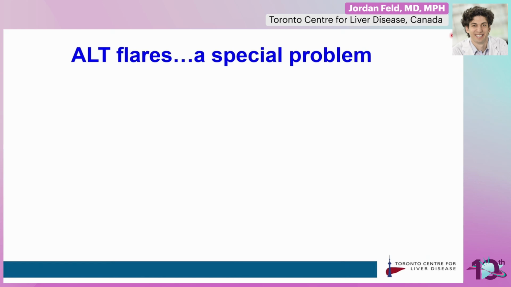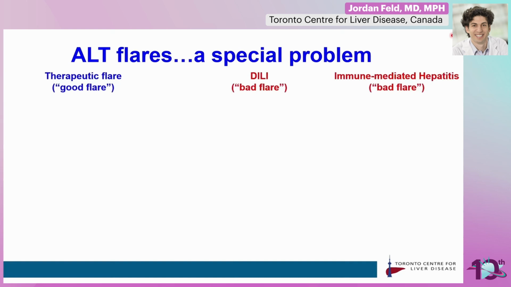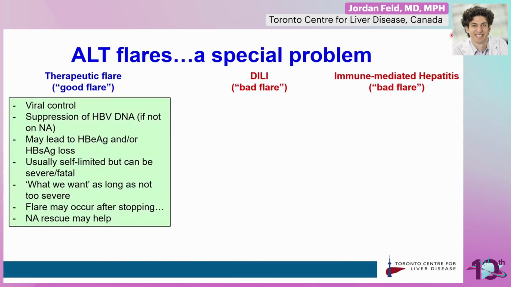We have to really think about how to manage these, because on the one side, we have the so-called therapeutic or good flare, where we're actually getting what we want to happen. But of course, ALT flares can be either drug-induced liver injury or, a very specific and more concerning feature in this context, immune-mediated hepatitis. On the therapeutic side, you're looking to see viral control. If they're not on a nuke, suppression of HBV DNA, and you're hoping to see reduction in antigens, if not clearance. It's usually self-limited, but it's important to recognize that even so-called good flares can be pretty severe flares, and so they can be potentially dangerous. That's what we want to see, as long as it's not too severe.